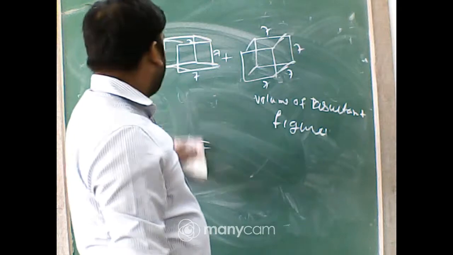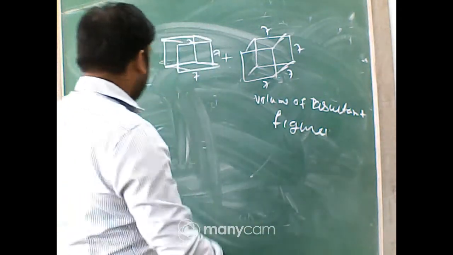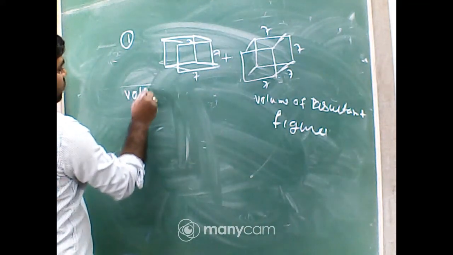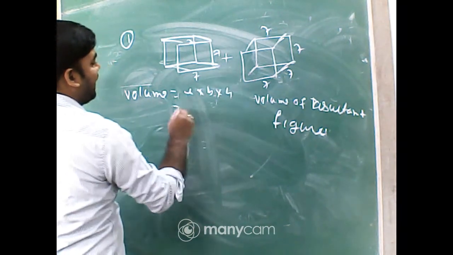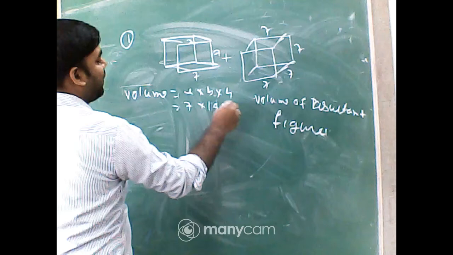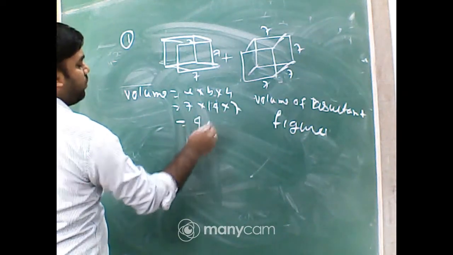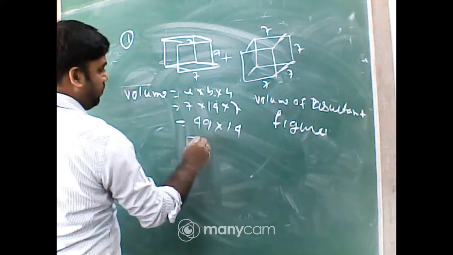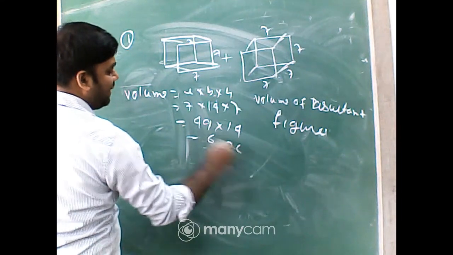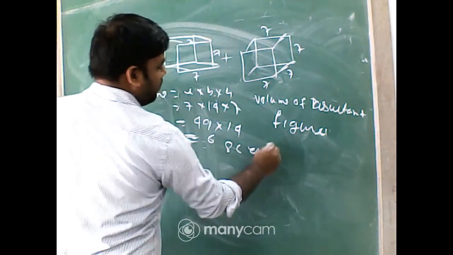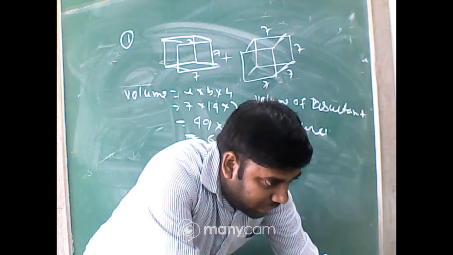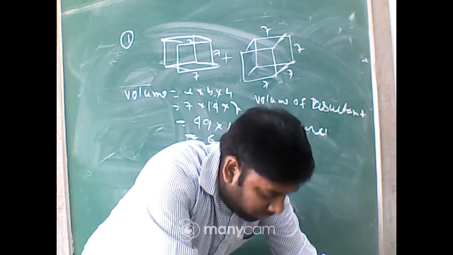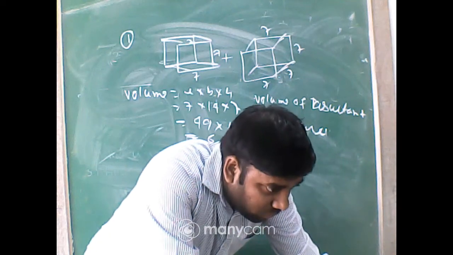So volume equals length into breadth into height, that is 7 into 14 into 7. So resultant 686. Got it everyone? 686 centimeter cube. Got it everyone? Next question.